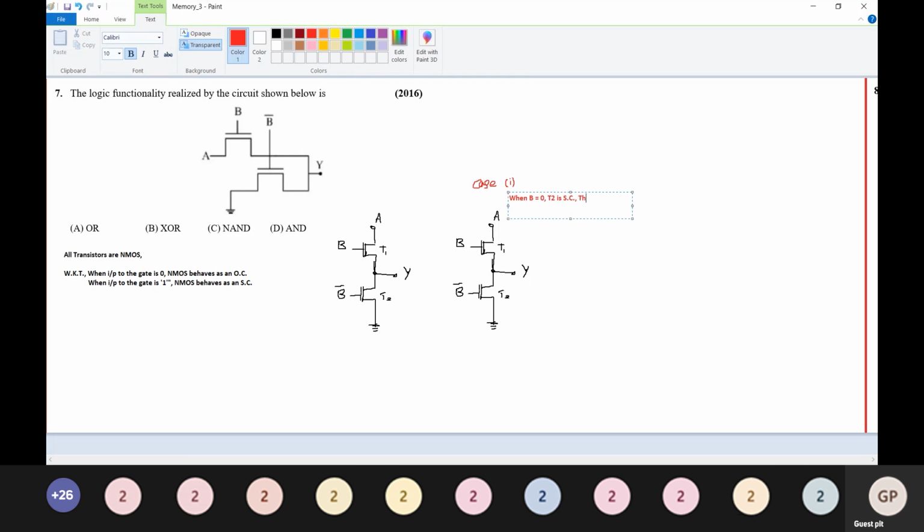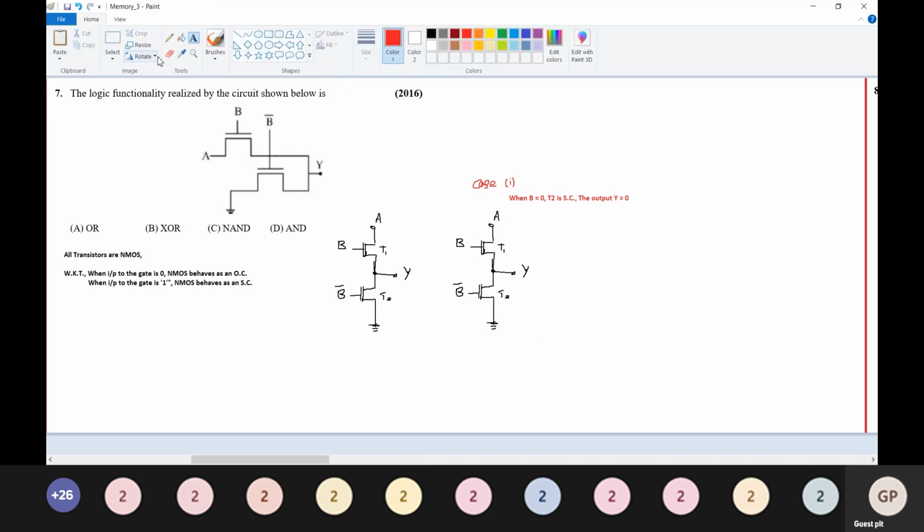So the output Y is equal to 0. Let's check it out. When B is equal to 0, what's going to happen? As I already told you, when input to the gate is 0, NMOS behaves as an open circuit. It's open circuit in the sense that this becomes open circuit like this.